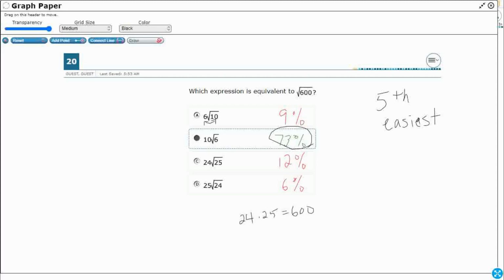You see C and D are just different ways of 24 times 25, but they just pulled a number out of the radical without keeping it in there, and so that's why it doesn't work. So our answer here is B, 5th easiest problem.